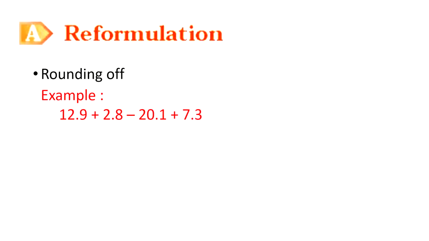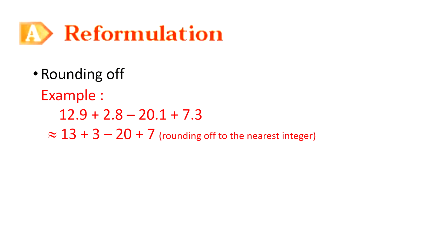For example, we need to find out the value. We can do it by rounding off to the nearest integer first. So what we get will be 3, and 3 is an estimated value, which is an approximated value, and the approximate value is not the exact value.